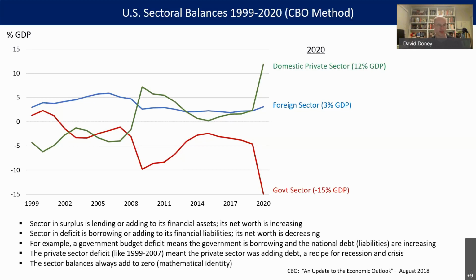Somebody's got to be lending and somebody's got to be borrowing. And that is the kind of the insight of this. Now, what drives a sector upward or downward? You can't tell that by just looking at the number. You need to know what's going on.